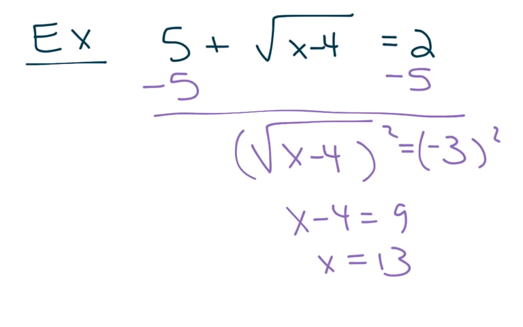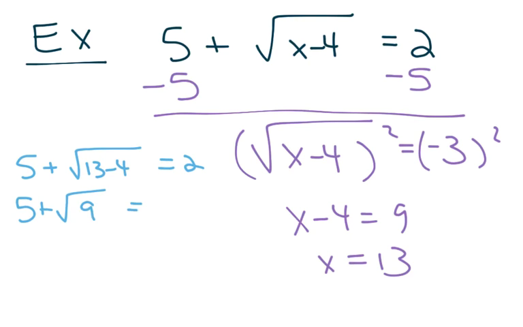And then you go and you plug it back into the original equation. 13 minus 4 is 9. Square root of 9 is 3. And 5 plus 3 is not equal to 2. Well, if 13 didn't work, then this must be no solution.